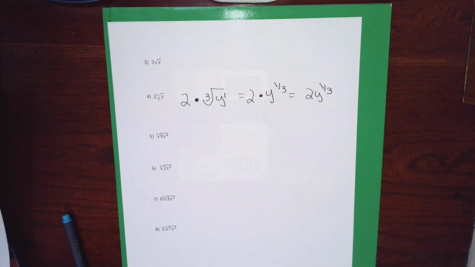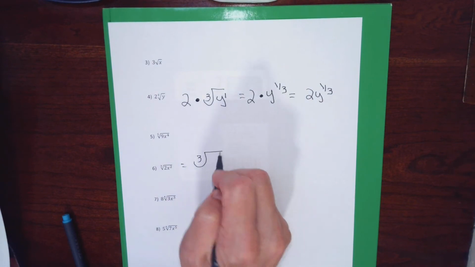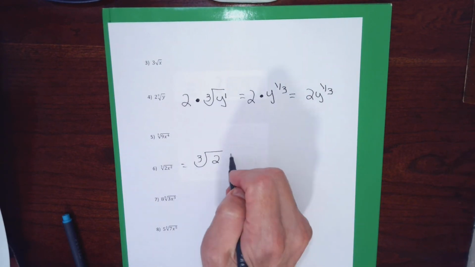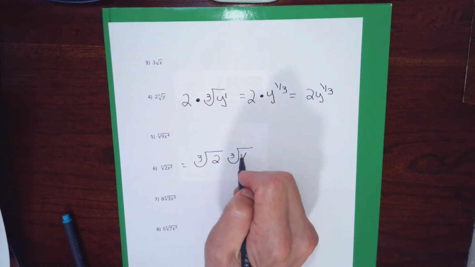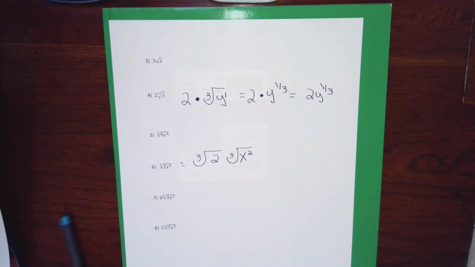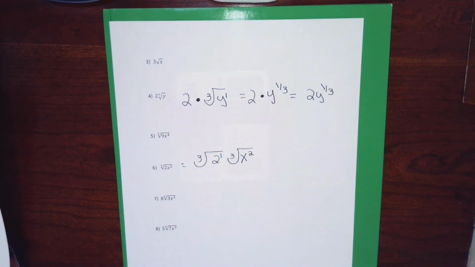In number 6, the 2 being under the radical makes it get a fraction exponent. It's now part of the radical, and when you're part of the radical, fraction exponents happen. If you're not under the radical, you're not going to get a fraction exponent. In 6, I'm going to think of this as the cube root of 2 times the cube root of x squared, and sneak in the implied exponent of 1 on the 2.